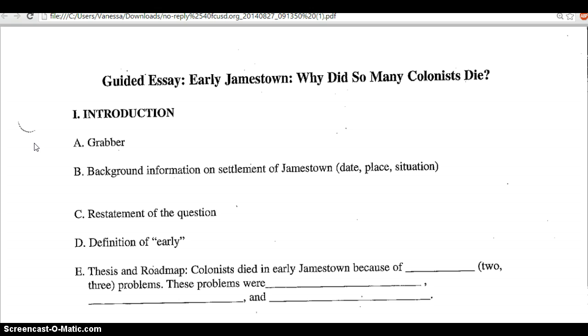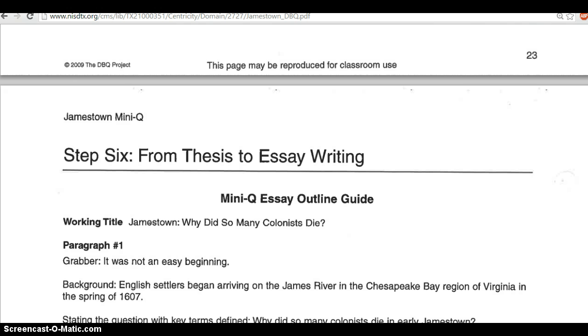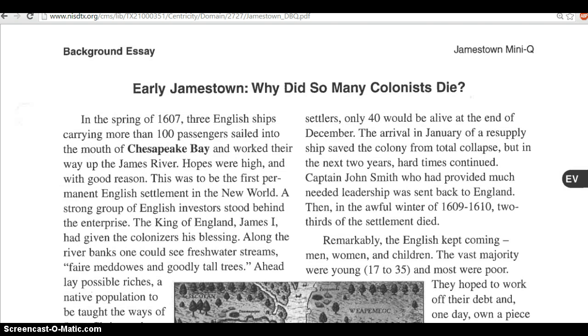So yesterday, I'm just going to go over real quick what we did, and then if you need to copy it down, copy it. If not, like I said, you can fast forward if you don't need this. So as a quick review, we did the grabber. We wanted to get the reader's attention by having some type of statement or idea to get the reader's attention. So we used grabber. It was not an easy beginning. So if you want to use that one, copy it. If you don't, then you can make up your own. Do that now. Next, you need some background information.